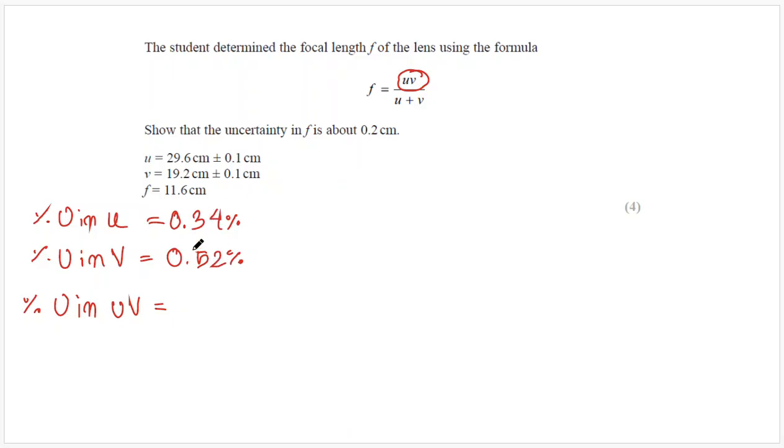So 0.34 plus 0.52 gives you 0.86. 0.86%. Now, things are going to get a bit tricky. Look at this, U plus V.